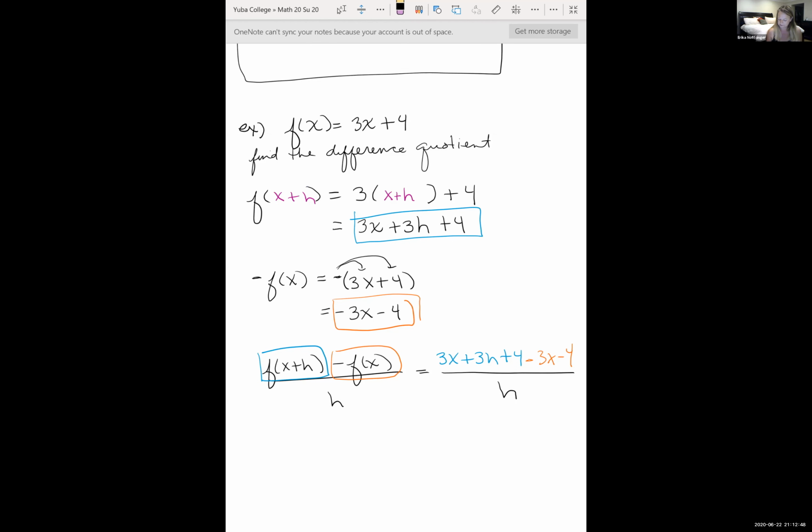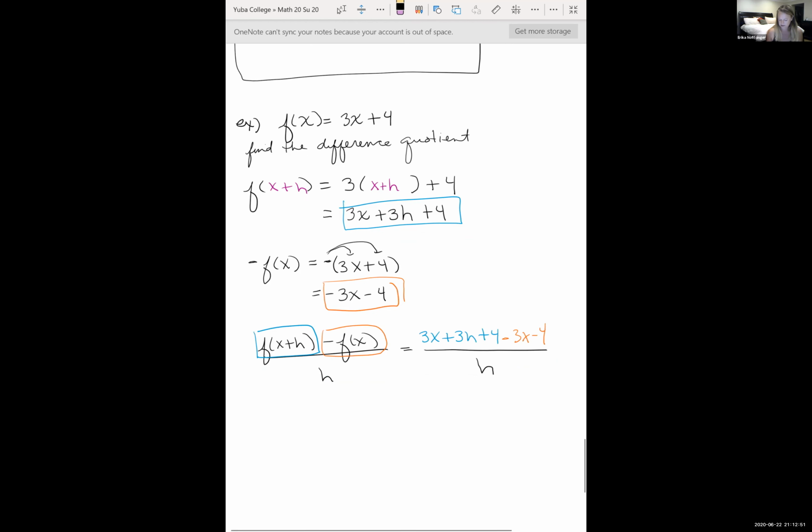So let's just simplify. Now I notice I have like terms. Notice we have a positive 3x in the numerator and a negative 3x in the numerator. Those go away. I have a positive 4 in the numerator and a minus 4 in the numerator. Those go away. So all we're left with is 3h in the numerator all over h in the denominator.